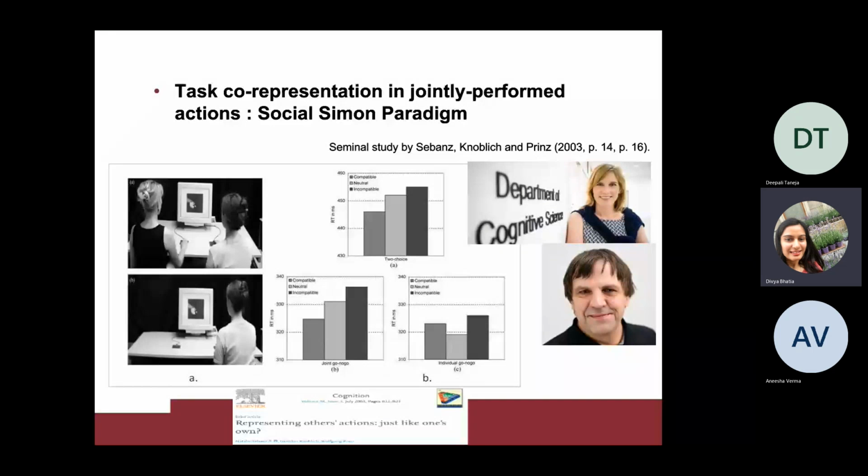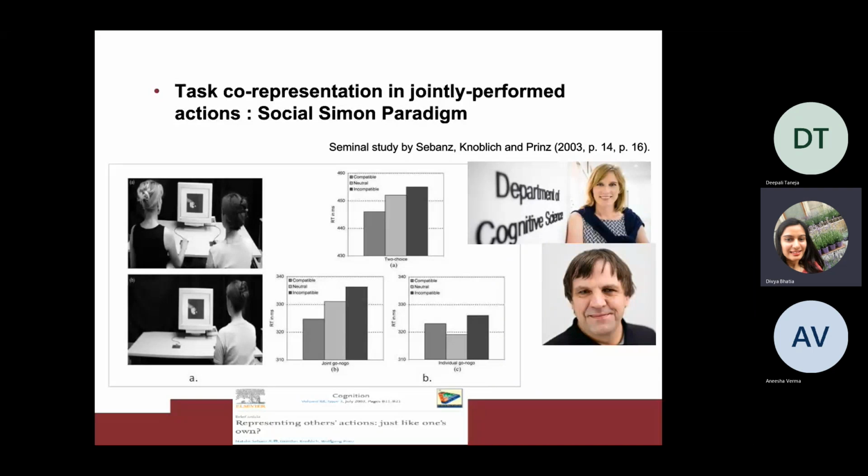So that means what we do is that we co-represent the entire situation. I co-represent my partner's actions, and I take my partner's actions into account as if they are my own actions. That is why I'm seeing this result. Now, this was the very first experiment published in joint action research ever, in 2003.